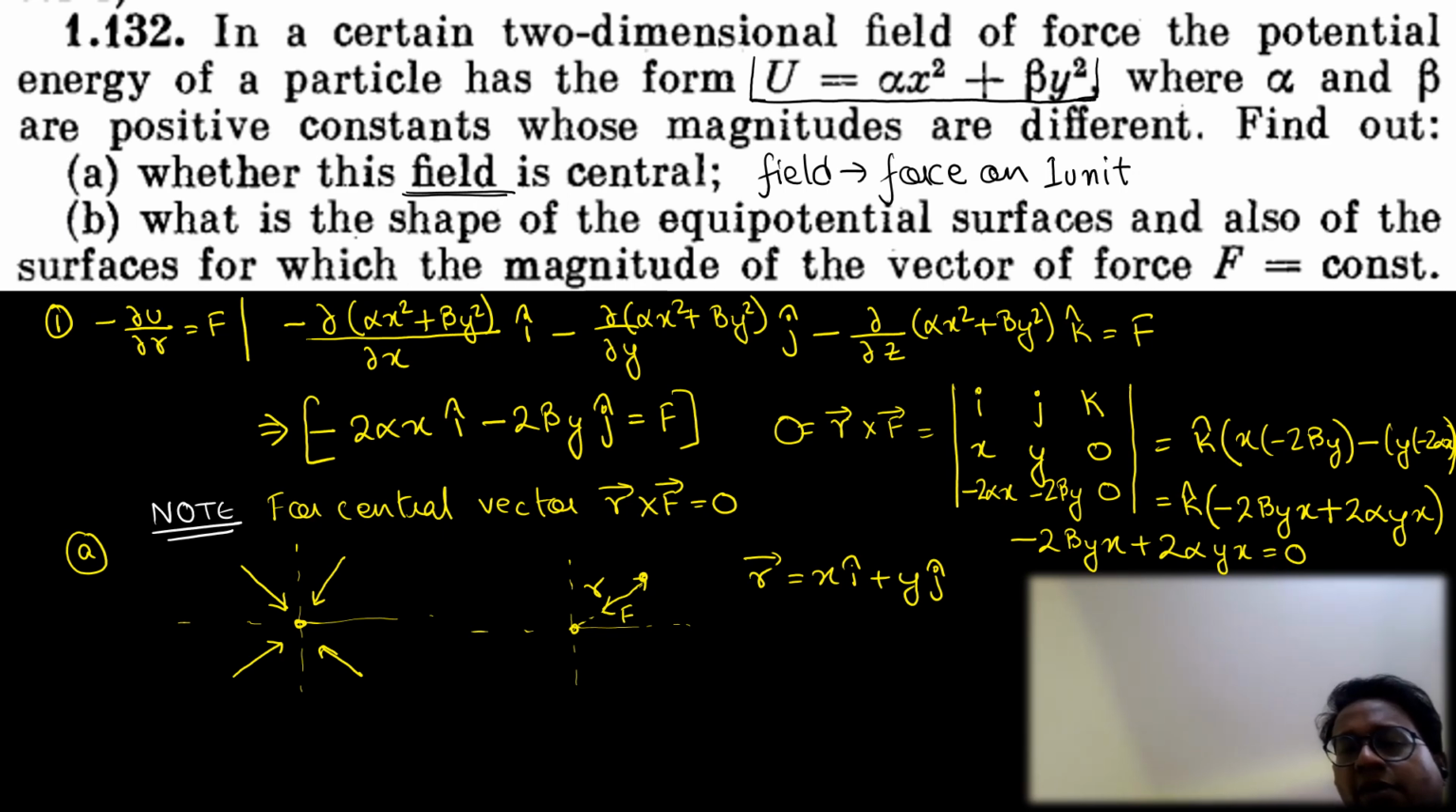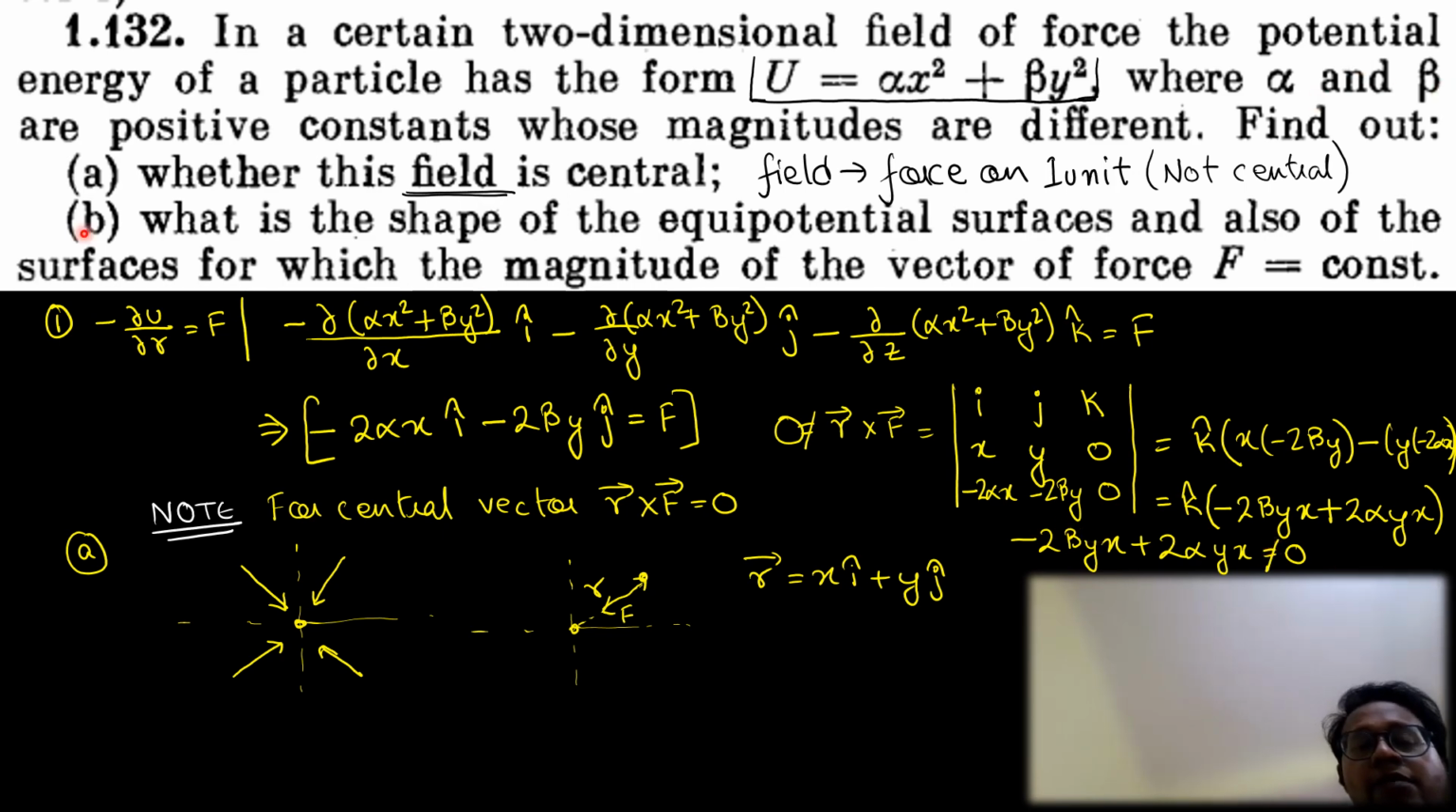So this cannot be equal to 0. It depends upon the relation between alpha and beta. Unless alpha is equal to beta, the fields are not central. So out here the fields are not central, because we don't know the relation between alpha and beta. If the question had given alpha equal to beta, the field out here would be central.